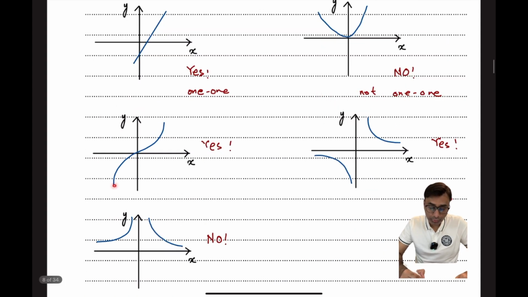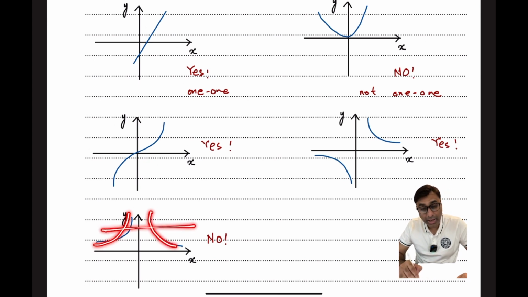This is also an always increasing function, and yes, it will have an inverse. This is also an always decreasing function, and yes, it will have an inverse. But if you see this function, which is increasing and then decreasing, it has range values repeating, which means this function will not have an inverse.